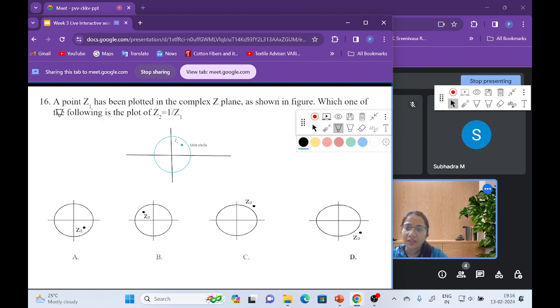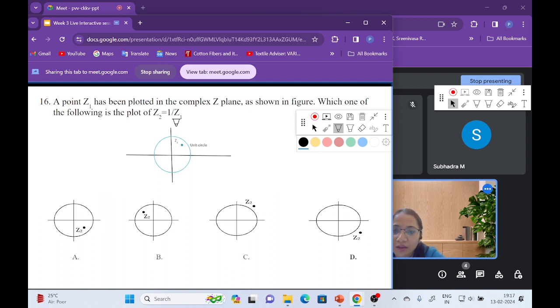The question 16: a point Z1 has been plotted in the complex Z plane as shown in the figure. Which one of the following is the plot of Z2 is equal to 1 by Z1? So this is a Z plane of a point Z1. Then which of the following is the plot of Z2, that is equal to 1 by Z1?